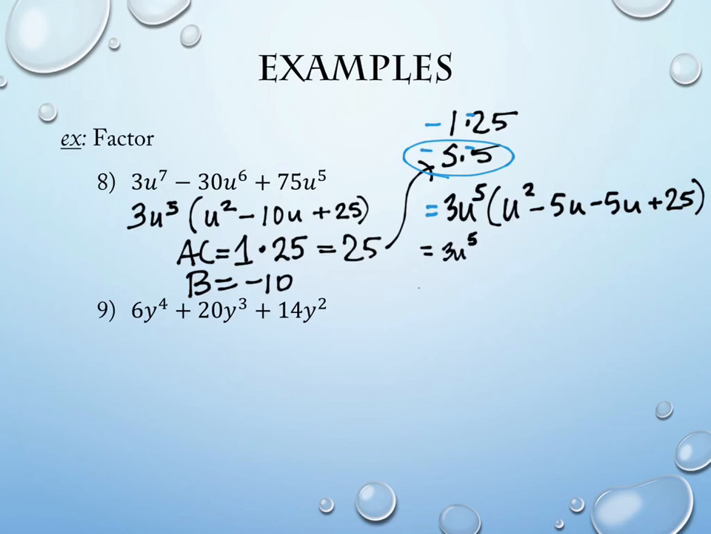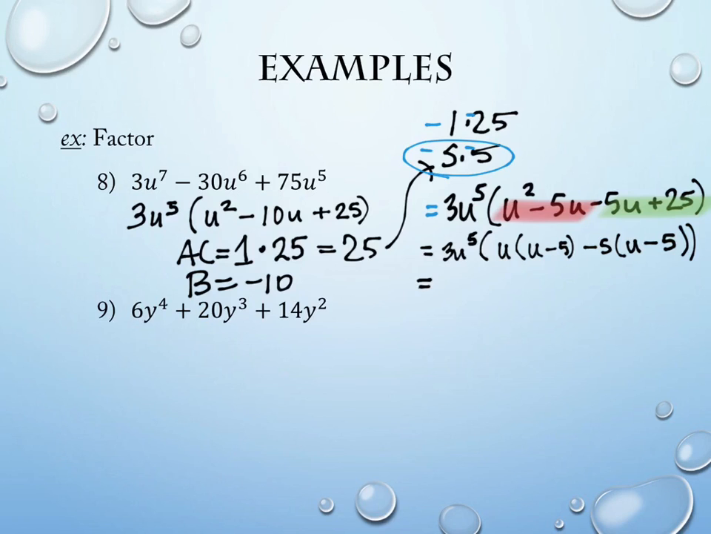So 3 to the 5th. And then u squared minus 5u pulls out what? U. And then I've got u minus 5. All right, negative 5u and positive 25 pulls out what? Negative 5. Leaving me with u minus 5.